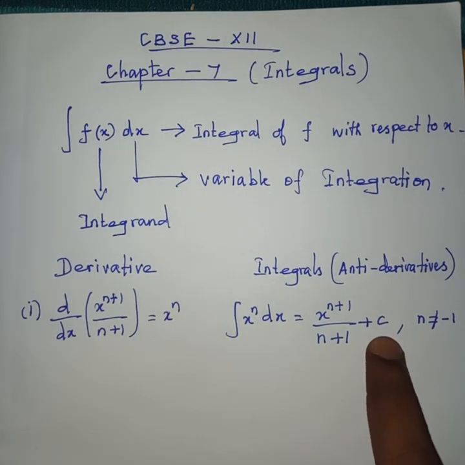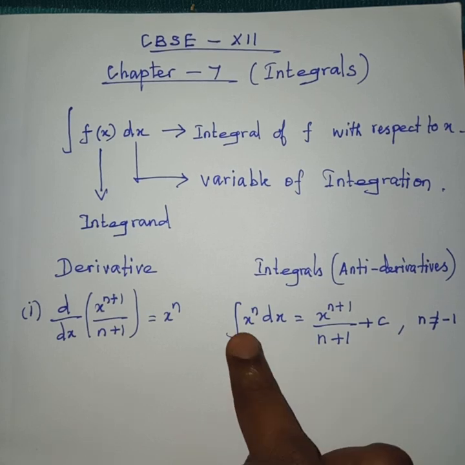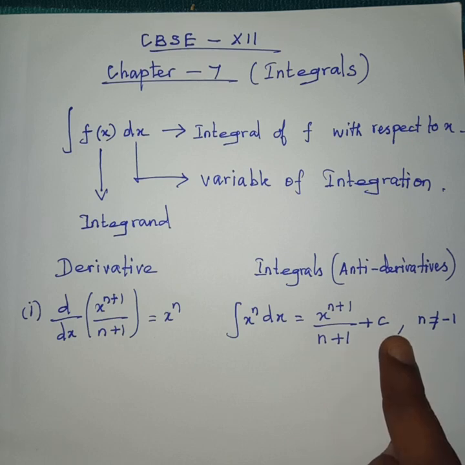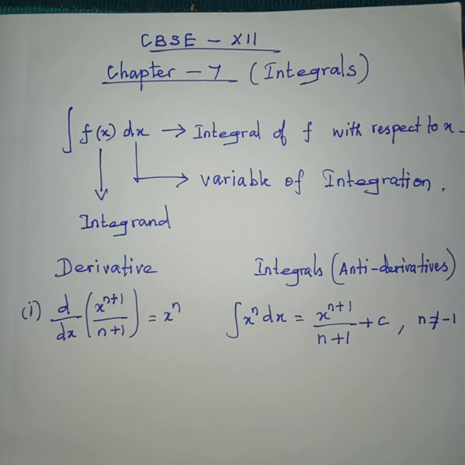What is c here? c is some arbitrary constant, because there are infinitely many antiderivatives we can derive. It depends upon the function we are deriving. So c may be any constant from the set of real numbers.